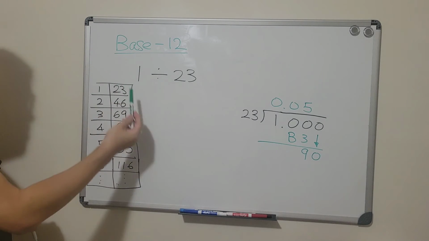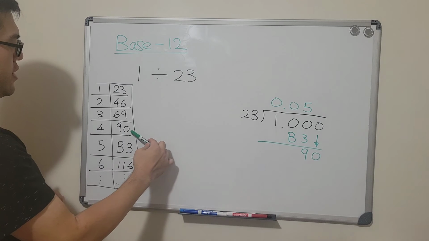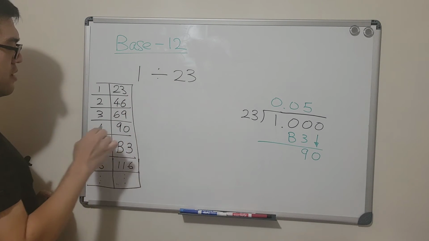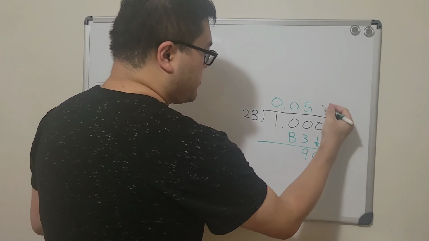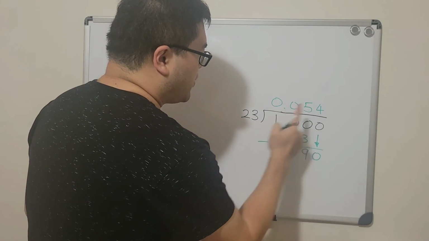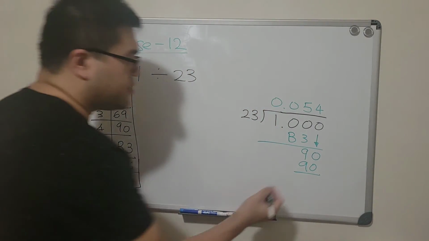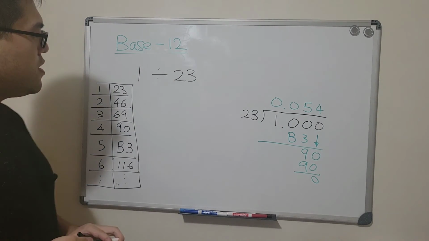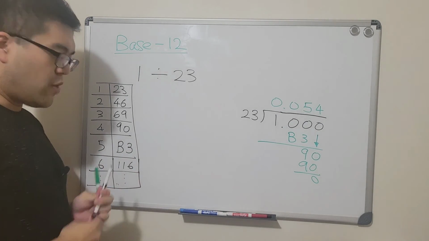Luckily, if we look at our chart, we do have 9, 0 on the right hand side, and we check that 2, 3 times 4 equals 9, 0. So what should we put up here? Right, we'll just put a 4. Then we multiply 2, 3 by 4, giving us 9, 0, and if we subtract it, we get 0. So this is how we do division in different base systems.